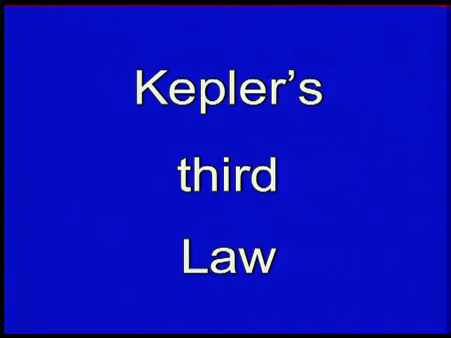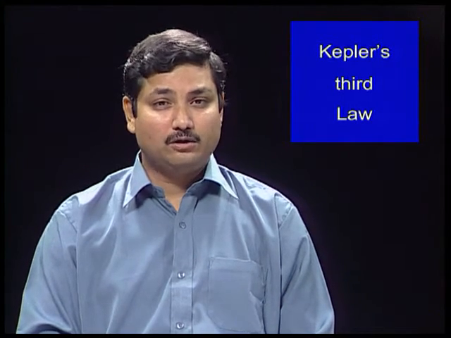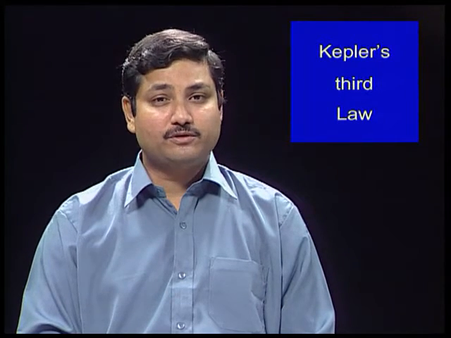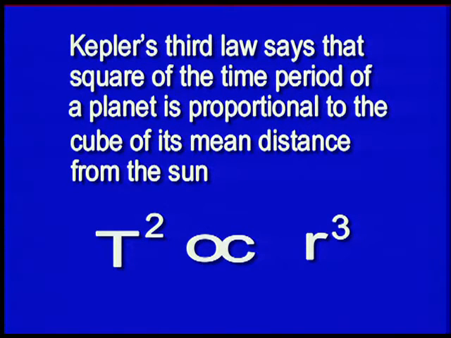Newton now turned to Kepler's third law. Kepler died 12 years before Newton was born. Kepler's laws govern the motion of the planets round the sun. Kepler's third law says that the square of the time period of a planet is proportional to the cube of its mean distance from the sun.